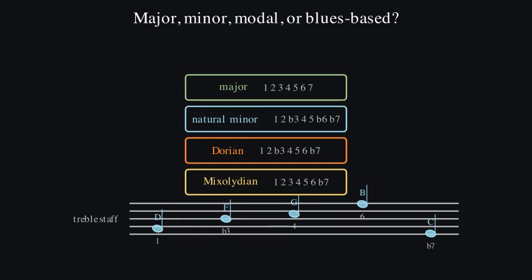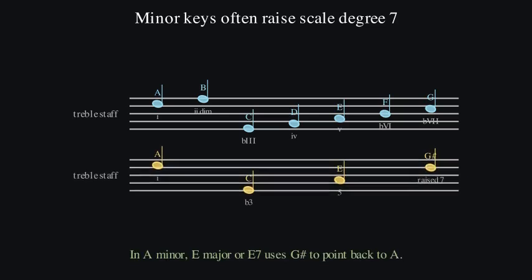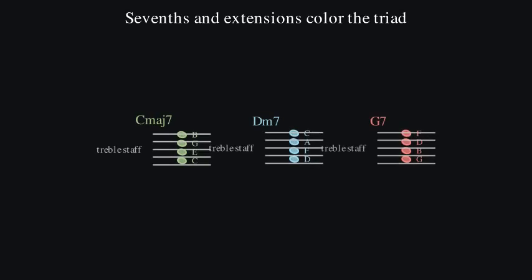Minor keys deserve their own warning. The natural minor scale gives I, diminished II, flat III, IV, V, flat VI, and flat VII. But tonal minor often raises scale degree 7 to create a stronger dominant. That means the V chord in A minor is often E major or E7, not E minor. If you hear G sharp in an A minor song, the song is probably borrowing from harmonic minor to point back to A. Seventh chords and extensions add color without changing the basic workflow.